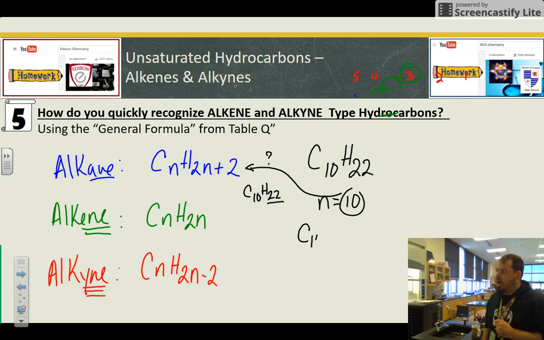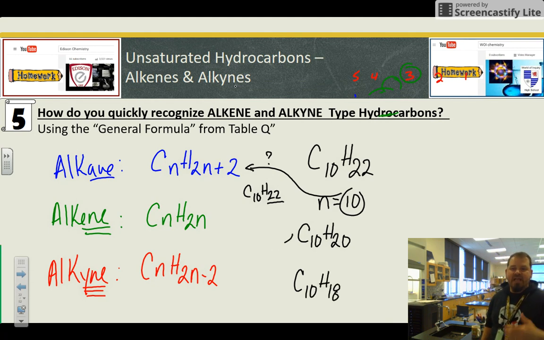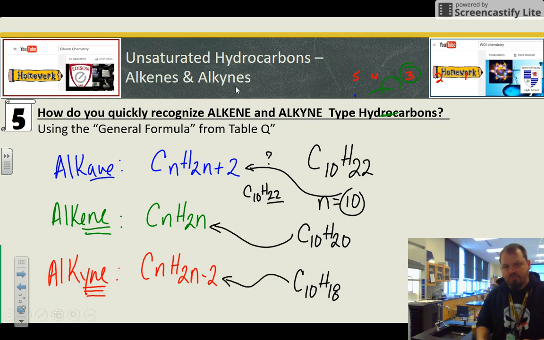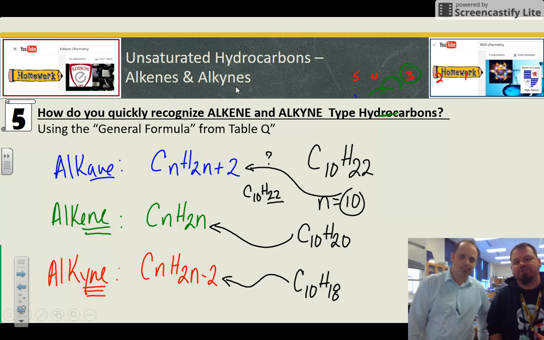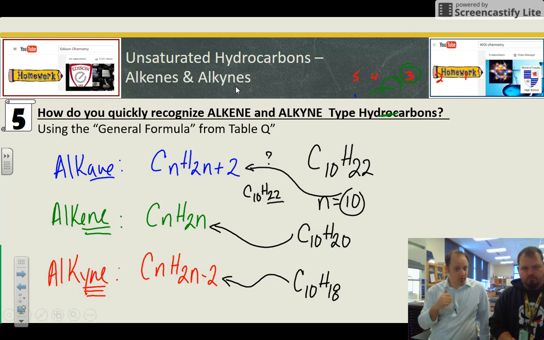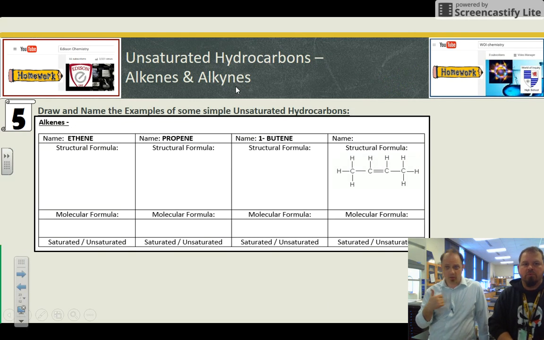And then the alkyne of that same number of carbons would have 2 less, so it'd be H18. As I add more bonds between the carbons, I have less room for hydrogens, and you see how the number of hydrogens changes with the same number of carbons. That's I think what we're trying to show. That's how you can quickly, just from the molecular formula, tell alkane, alkene, alkyne. Let's do a few examples.